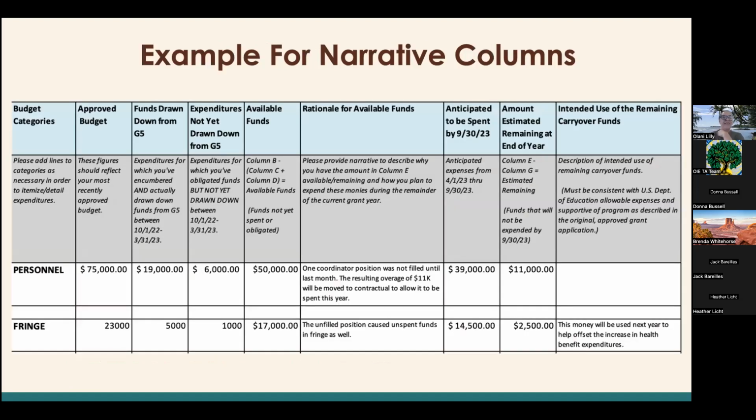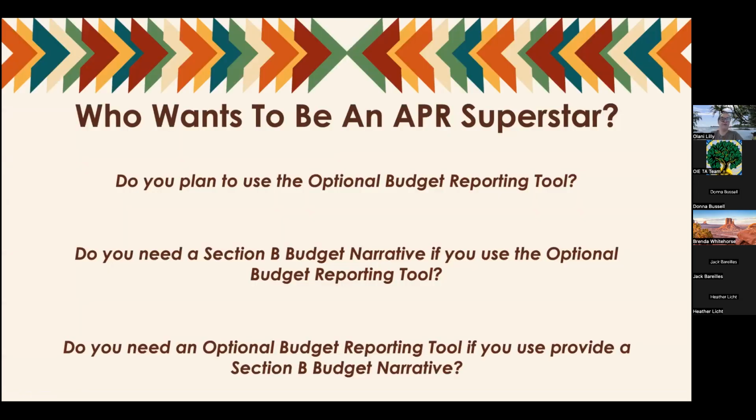Again, here's another example of what those narrative columns look like. As you can see here, we have a narrative in column F and I. These are only two columns that you would provide a justification and a narrative. All the rest are numeric.